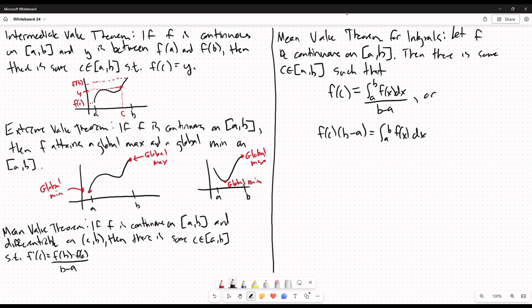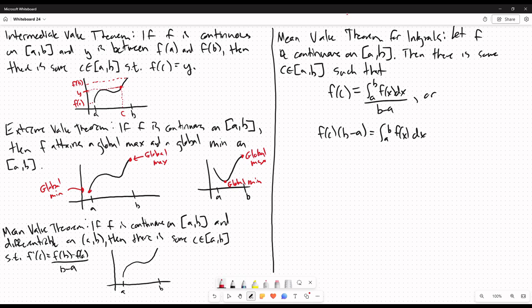Lastly, we'll talk about the mean value theorem. The mean value theorem says that if f is continuous on a closed interval [a, b] and differentiable on the open interval (a, b), then there is some c between a and b such that the derivative at c equals (f(b) minus f(a)) over (b minus a). And our picture here will have the same kind of function as we were using before. And I'll try to make sure this looks differentiable.